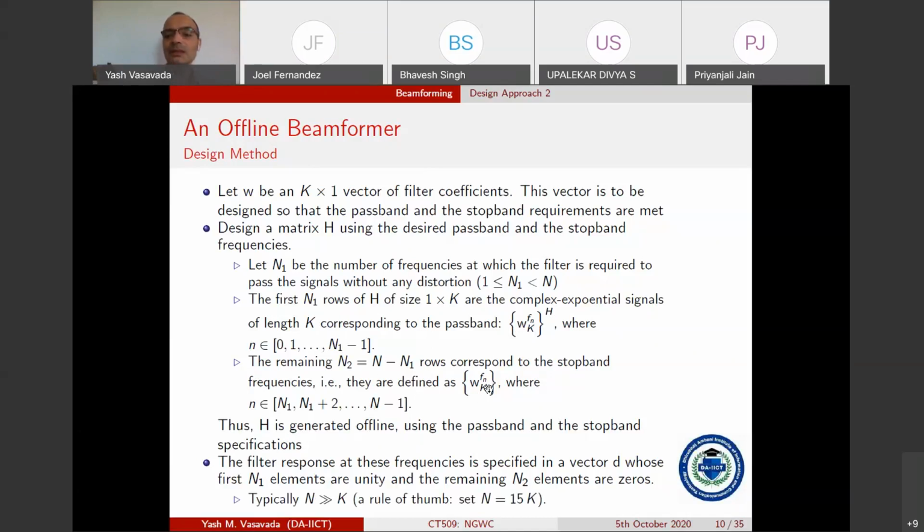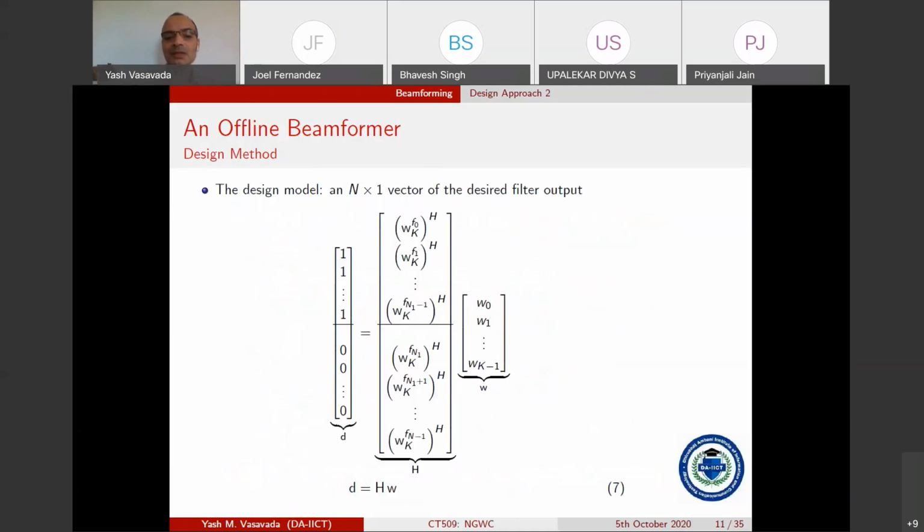And so therefore my system equation looks like this. Let us look at what this equation is telling us. This is a row vector. It has a size of K. This is my filter vector. It has also size of K. So I can take the dot product of the first row with the filter.